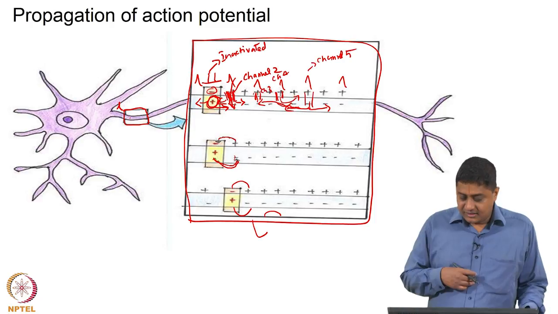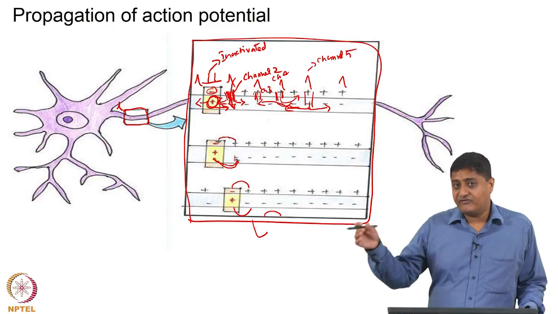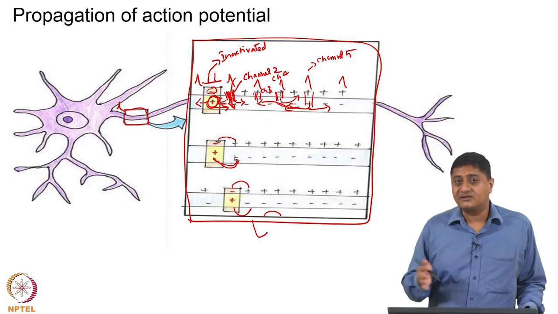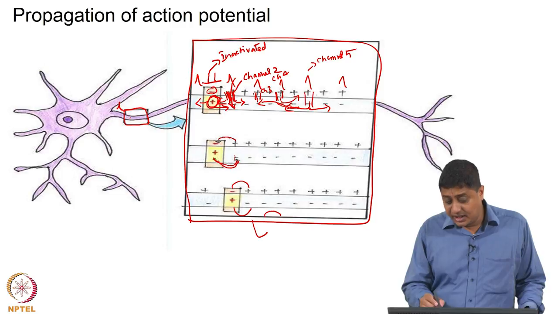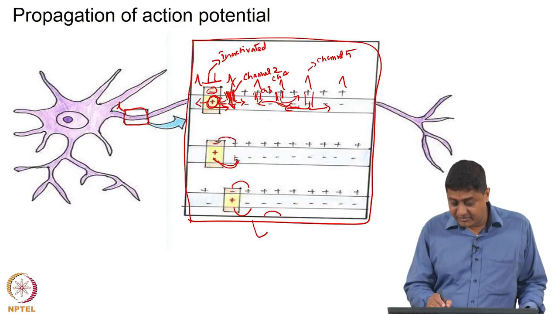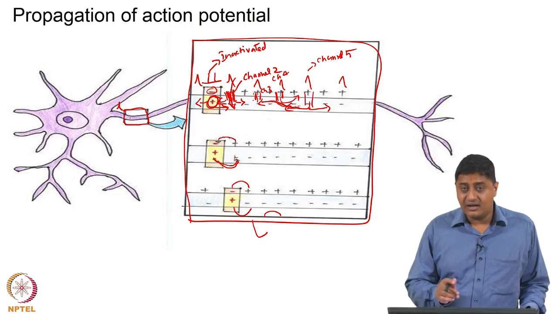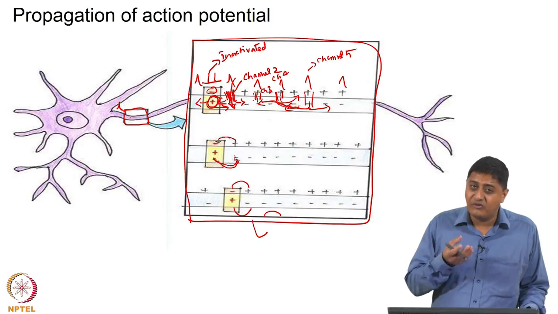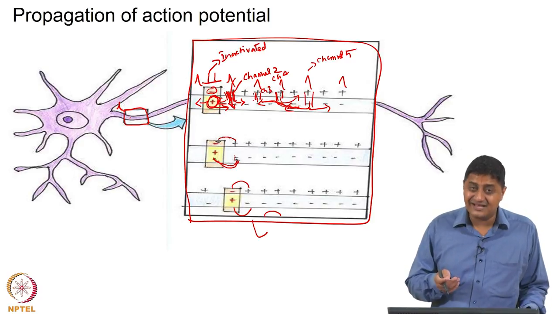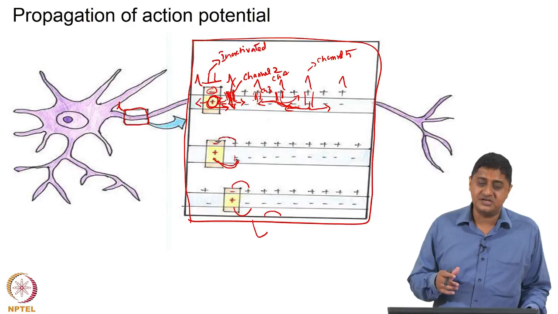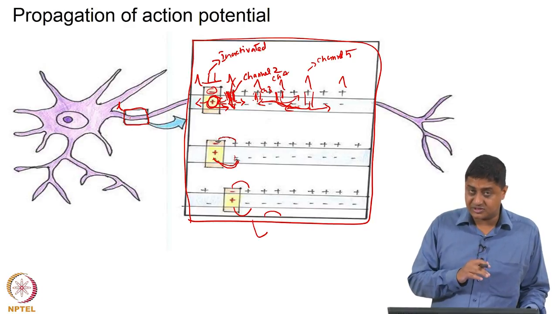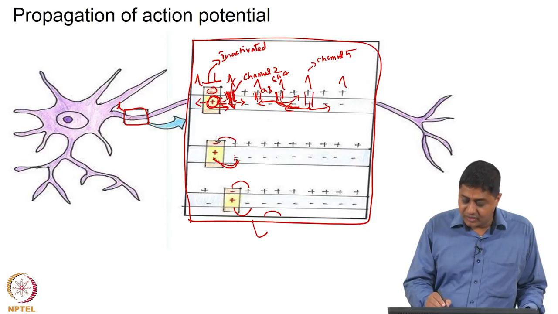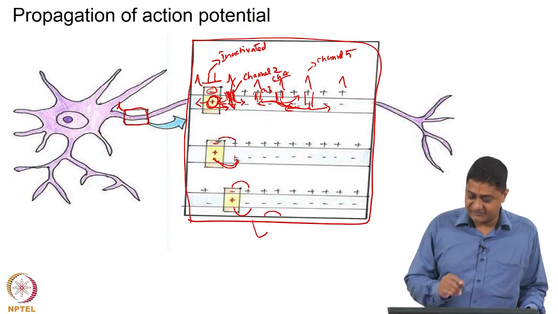So, let us assume the distribution of these channels along the membrane is such that, by the time the sodium entering through channel 5 diffuses, the amount of sodium that reaches channel 3 and channel 2 is not sufficient to take them to threshold. But channel 4 can be taken to threshold, but it is in its refractory period.